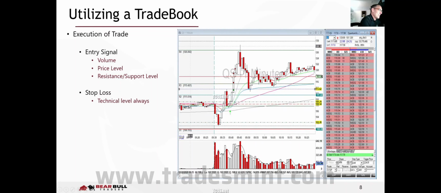The other thing you want to consider is your exits. Where do you want to take your partials out? And this goes into your risk management principle. You want to identify that. Based upon your strategy, where do you want to take out?